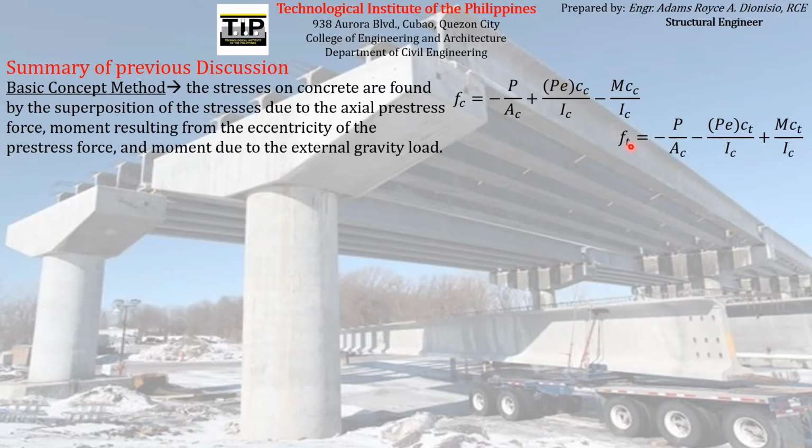Even if the beam is not simply supported, as you can see on the formula itself, the total stress is just the sum of the axial stress, the flexural stress due to the eccentricity of the prestress force, and the flexural stress due to the moment due to the external gravity load applied to the beam itself. So that's the first method that we have studied from our previous discussion.